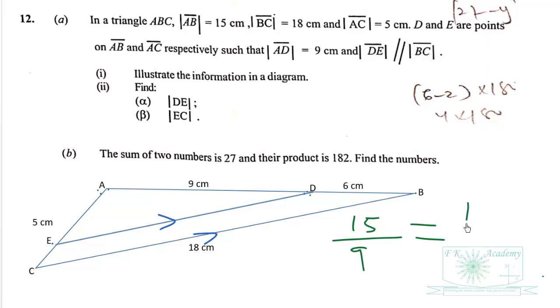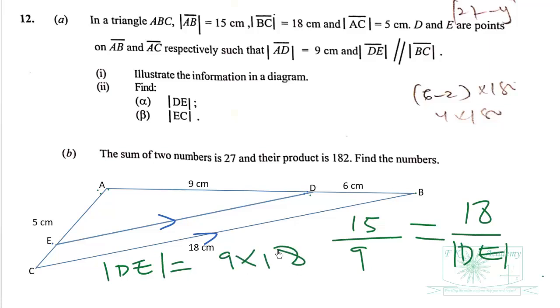which is 18 centimeters, over line segment DE. The magnitude of line segment DE. So magnitude of line segment DE will be equal to, when we cross multiply, 15 DE will be equal to 9 times 18. Then you divide through by 15. And when we simplify this will give us 10.8 centimeters. Therefore, DE is equal to 10.8 centimeters.